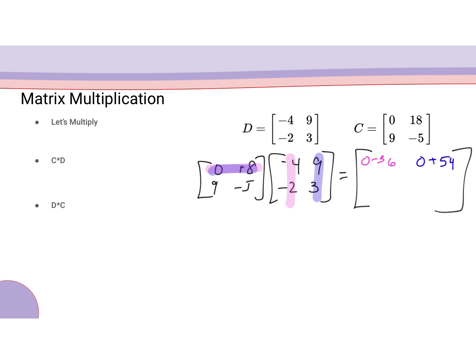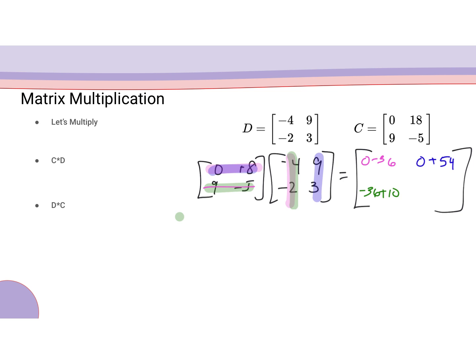Okay, I've now used up the entire first row, so now we move to the second row. So now we have 9 times negative 4 is negative 36, negative 5 times negative 2 is plus 10. And finally, our last row, let's go with the pink.